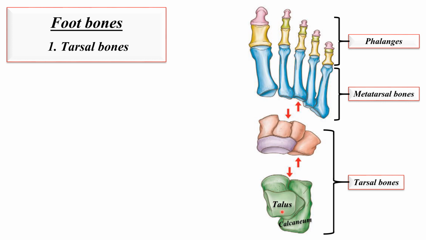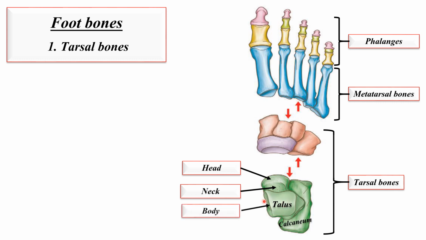This is the talus here. It has anterior head. This is the neck of the talus, and this is the body of the talus. The body of the talus articulates with the tibia. The superior surface of the body of the talus articulates with the tibia, while in the medial and lateral surfaces of the body, there are articular surfaces for articulation with the medial malleolus and lateral malleolus. The inferior surface of the talus articulates with the superior surface of the calcaneum. The neck of the talus, and this is the head of the talus.